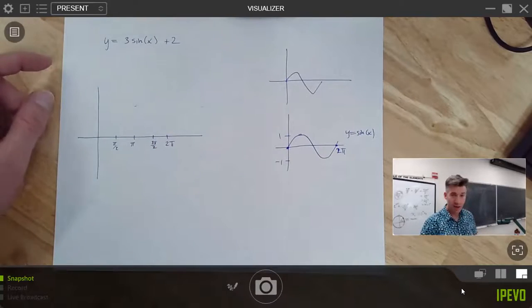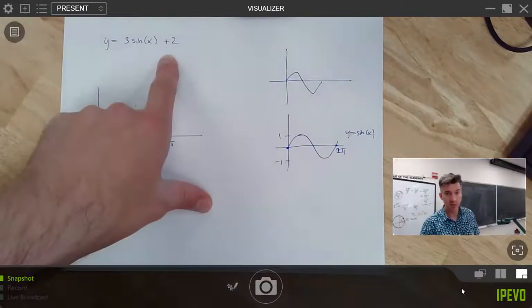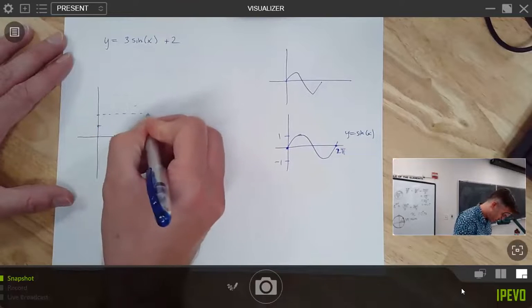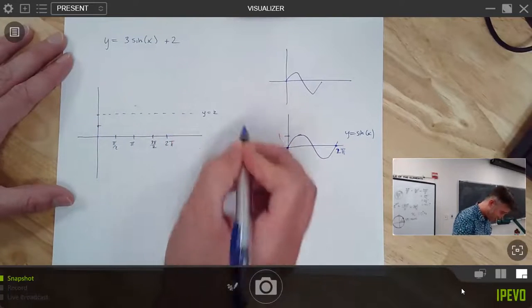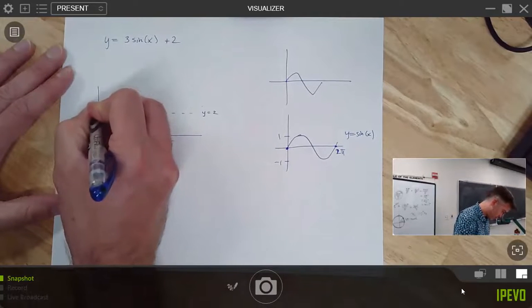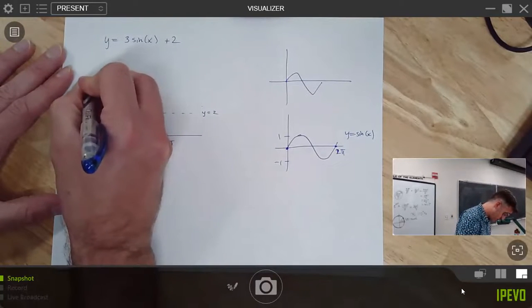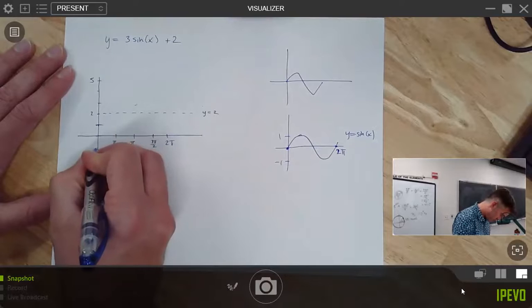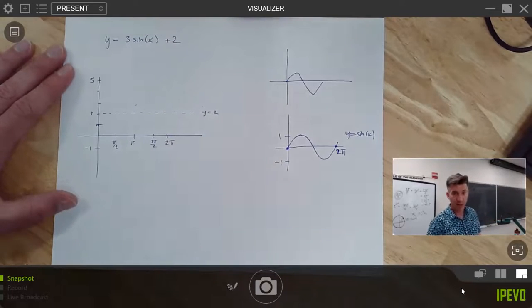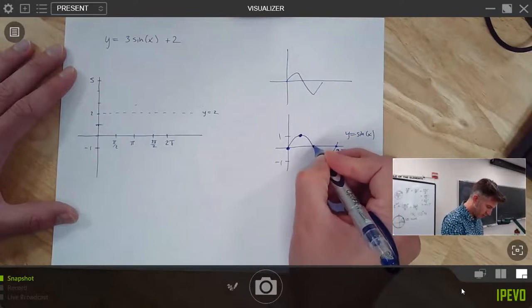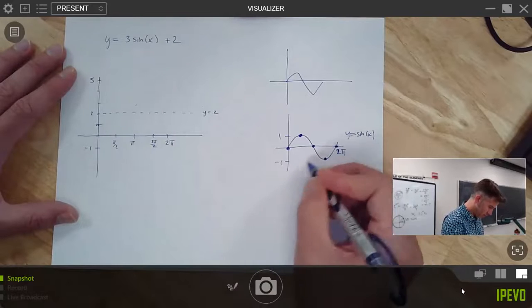Okay, so I'm going to take my graph and I'm going to shift it up 2. So my new middle line is going to be 2. And then my amplitude is 3, meaning I'm going to go 3 above the middle and 3 below the middle. So 2 plus 3 is 5, and 2 minus 3 is -1. And then sine has this shape: middle, top, middle, bottom, middle.